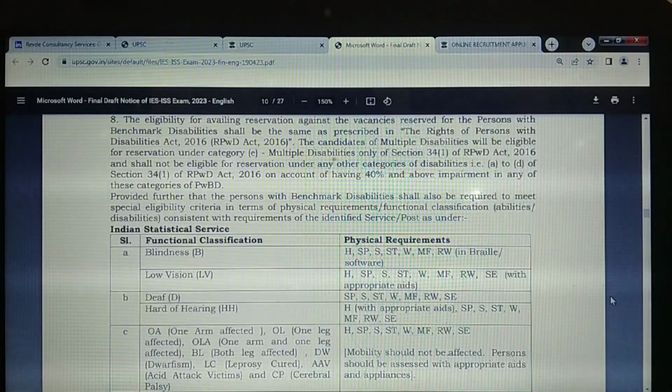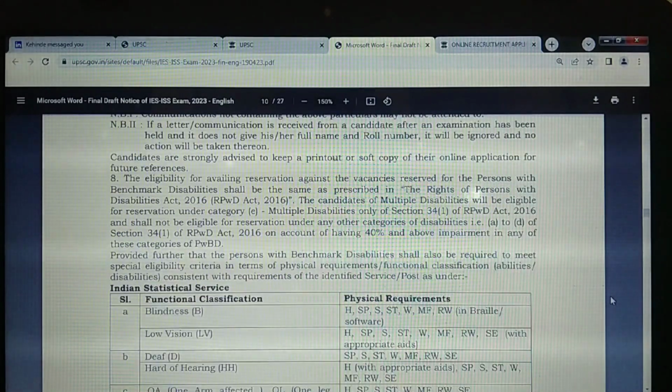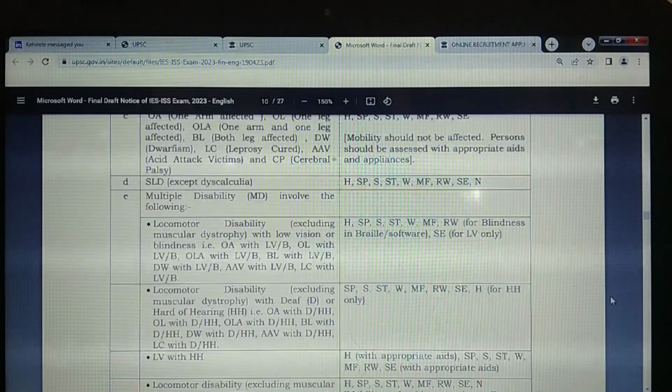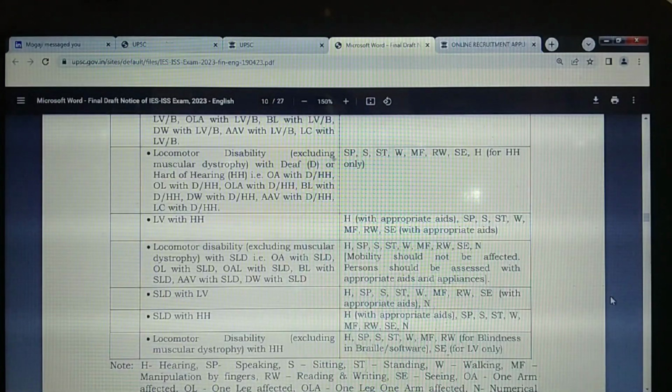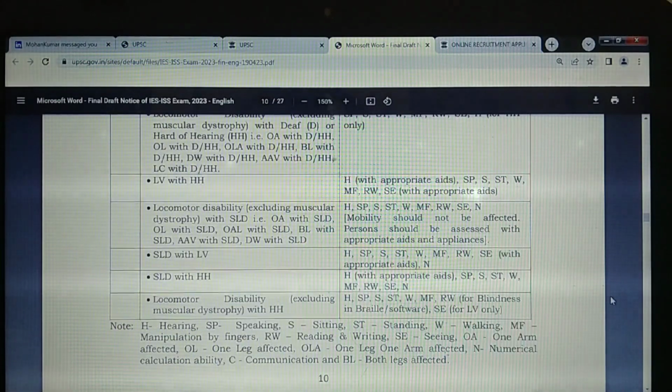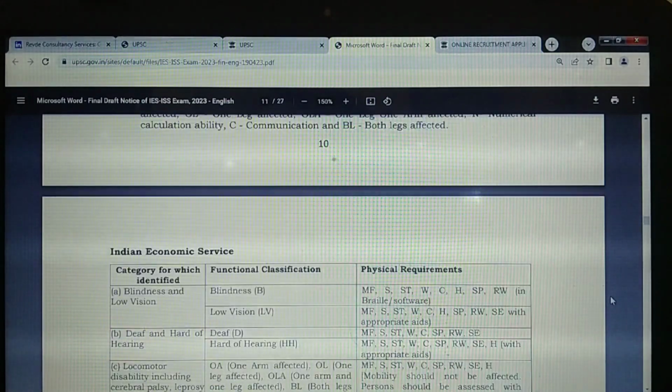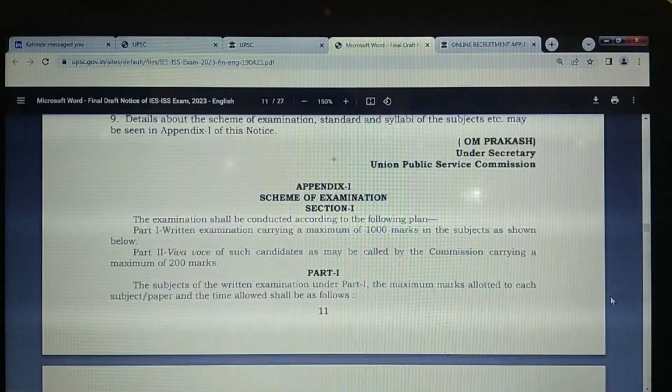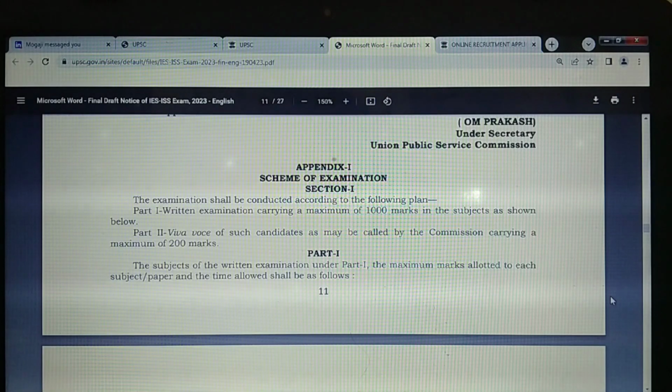These are the important points in the notification. So you can see the physical requirement and functional classification as per the notification. These are very important points before applying for the Indian Economic Service or Indian Statistical Service. If you belong to some other categories, you must read the whole notification as per your eligibility conditions.